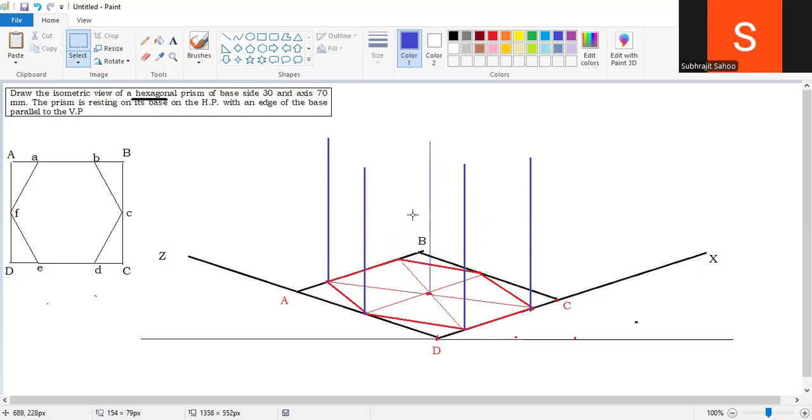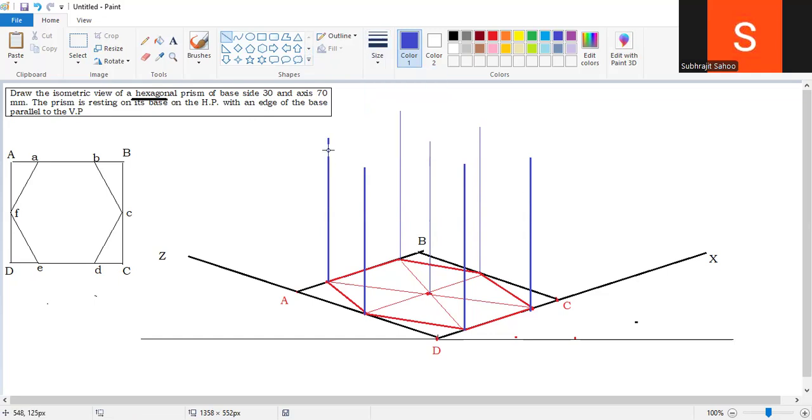You need to draw which line? Dotted line. But here the dotted line provision is not there. I will draw the light line here from this point. Right, from this point. Okay, sir, what is the next step? Next step, only joining. Only joining.